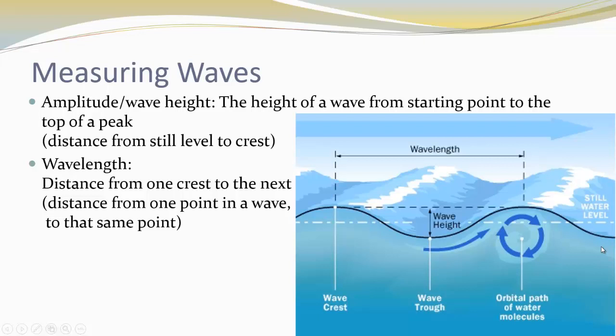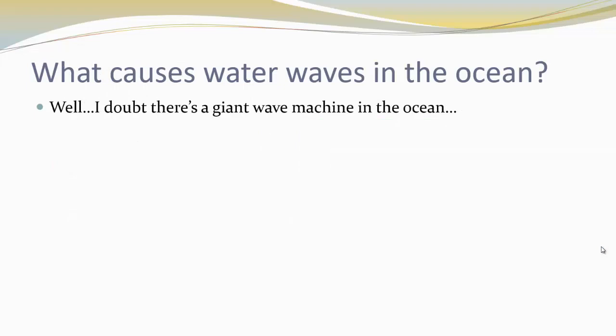Okay, so that's amplitude, wavelength, and the shape of waves. So what causes those waves in the first place? I know that there's obviously not a very massive wave machine in the water. As cool as that would be, the ocean isn't controlled by that. So just take a second and try and think about what kinds of things could make these waves happen in the first place.